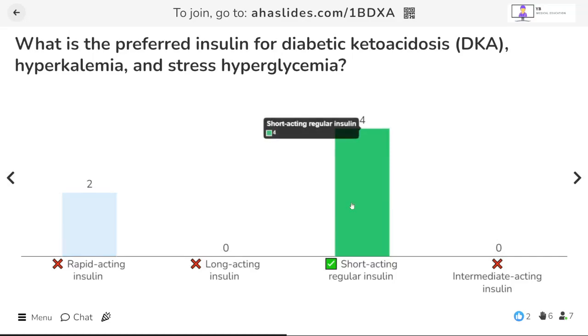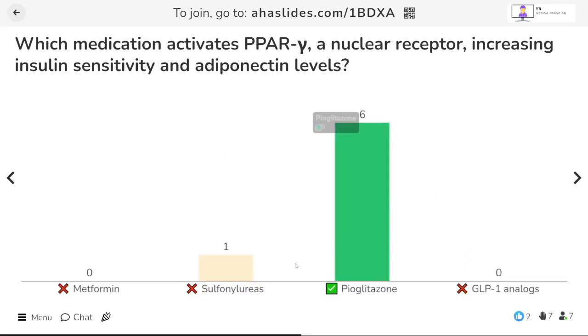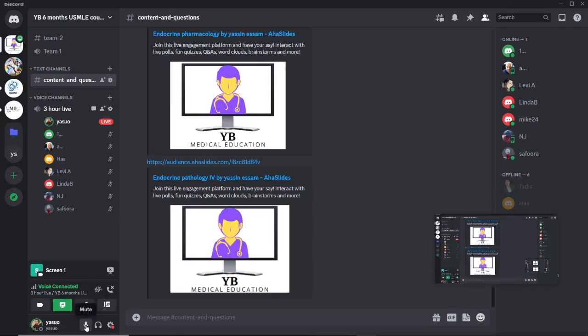Okay, so exactly. Short-acting regular insulin is used for DKA, hyperkalemia, and stress hyperglycemia. Good job. Okay, metformin. Good job. Okay. Also meglitinides. Okay, meglitinides have the same effect. The last question, glucose-induced insulin secretion, is GLP-1 agonists or the DPP-4 inhibitors, because I'm talking about oral glucose-induced insulin secretion. Also DPP-4 inhibitors, like here.